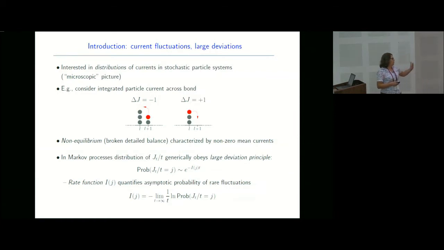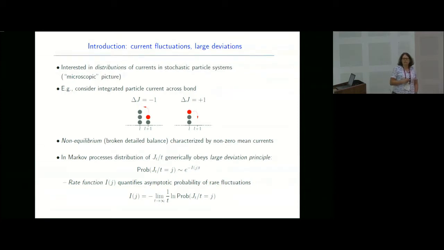And of course, there are many different ways you can define currents, but let's consider one example. You might look at the current across a particular bond in particles moving on a lattice. So I choose some bond, and I count -1 every time a particle jumps backwards, and +1 every time a particle jumps forwards. And I do this for some time t to get an integrated current.